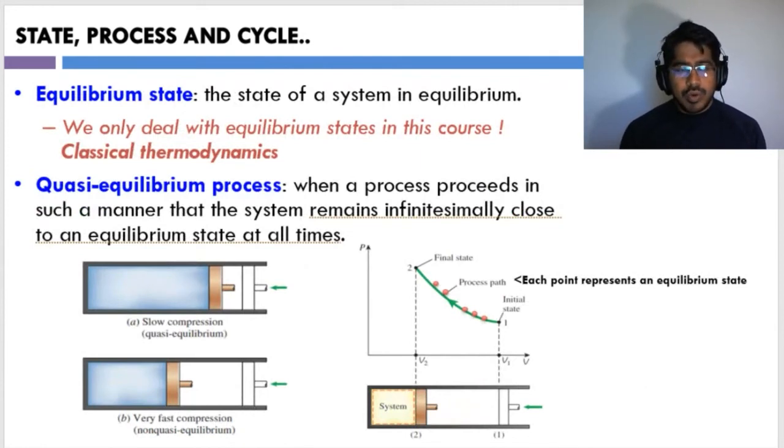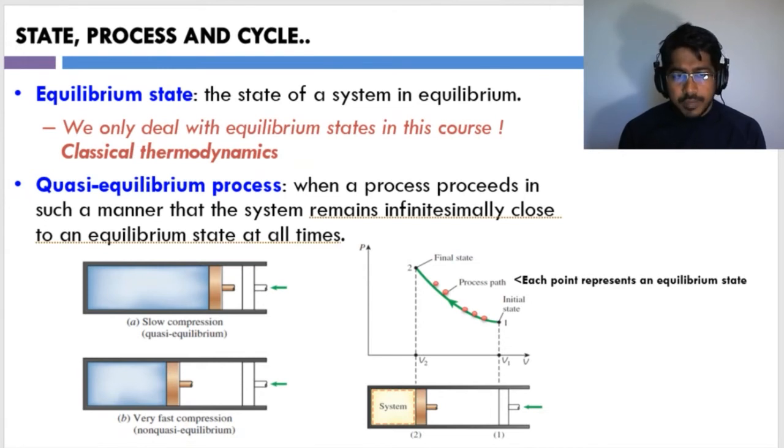So equilibrium state, you remember we defined 4 equilibrium states, right? So we only deal with systems in equilibrium states. If we do not use the equilibrium states, let's see what happens. Here the second point says quasi-equilibrium process. It defines a process as quasi-equilibrium process.